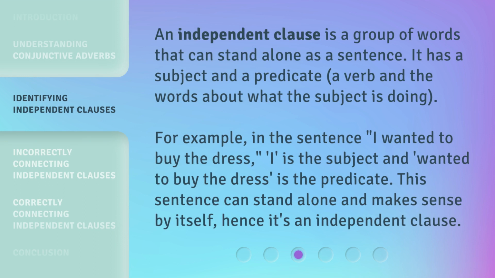An independent clause is a group of words that can stand alone as a sentence. It has a subject and a predicate, a verb and the words about what the subject is doing. For example, in the sentence, I wanted to buy the dress, I is the subject and wanted to buy the dress is the predicate. This sentence can stand alone and make sense by itself, hence it's an independent clause.